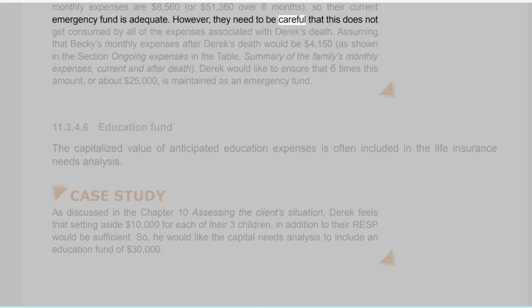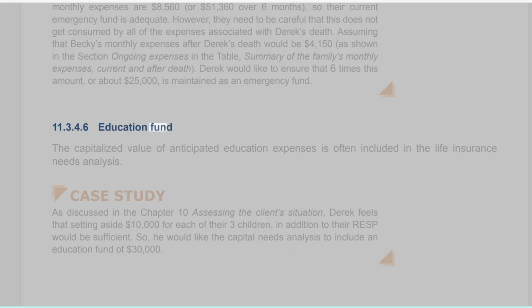However, they need to be careful that this does not get consumed by all of the expenses associated with Derek's death. Assuming that Becky's monthly expenses after Derek's death would be $4,150, as shown in the section Ongoing Expenses in the table, Summary of the family's monthly expenses, current and after death, Derek would like to ensure that 6 times this amount, or about $25,000, is maintained as an emergency fund.